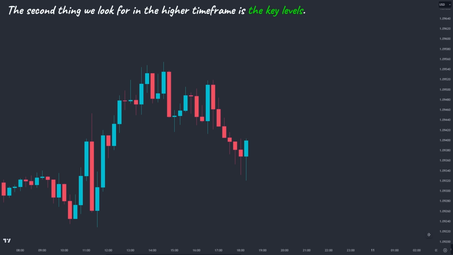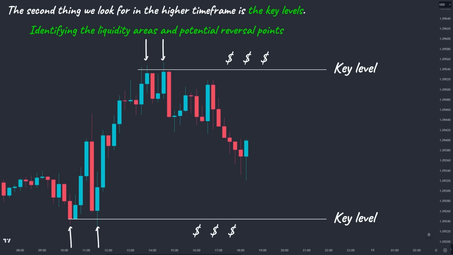The second thing we look for in the higher time frame is the key levels. We identify the key levels for 2 primary reasons: identifying the liquidity areas and potential reversal points that are our higher time frame targets. When analyzing the chart, we consider the traditional support and resistance levels as liquidity areas, especially equal highs and lows or multiple rejections, which are considered critical liquidity zones.